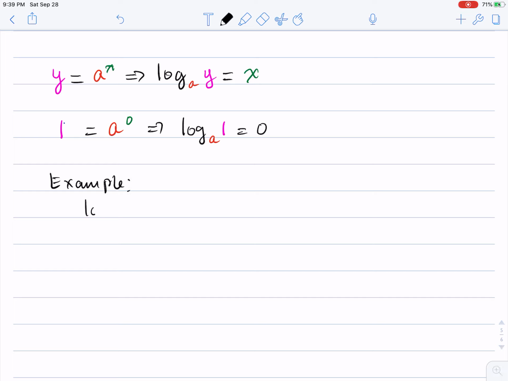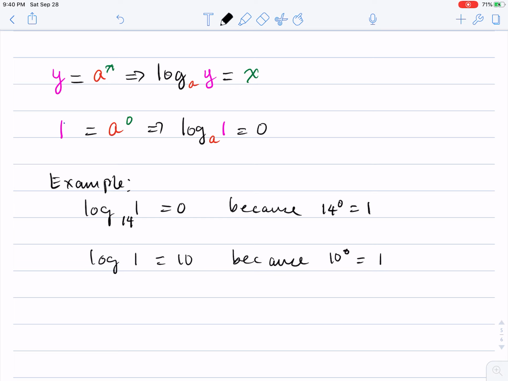Halimbawa, logarithm of 1 to the base 14. Ano yun? That is equal to 0, because 14 to the 0 is equal to 1. Okay? What else? What is logarithm of 1? Pag ganyan lang halimbawa, pag walang base, usually 10 yan. Base 10 siya dapat, kasi yun yung pinaka ginagamit natin na base. So, pag may nakita lang kayo, for example, na logarithm of 1, ibig sabihin yan, 0 pa rin yan, because 10 to the 0 is equal to 1.